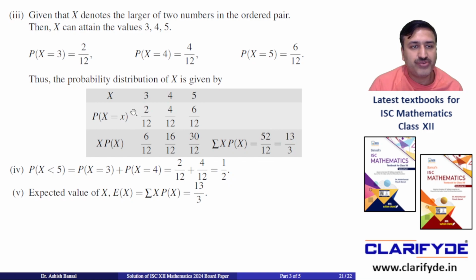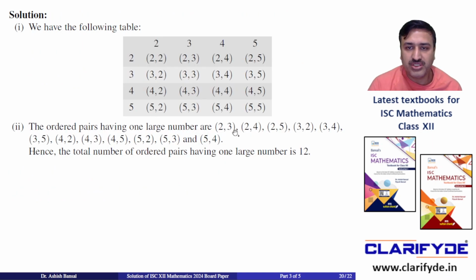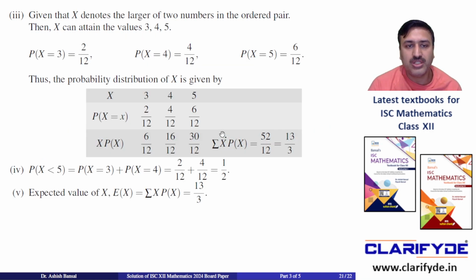In the third part, we have to complete the probability distribution table. So we are given capital X as the random variable which denotes the larger of the two numbers. So X can attain the values 3, 4, 5. Probability X equal to 3 is 2 by 12. You can see from here 3 is bigger in the ordered pairs 2, 3 and 3, 2. And out of these 12, there are two favorable cases, so 2 by 12.